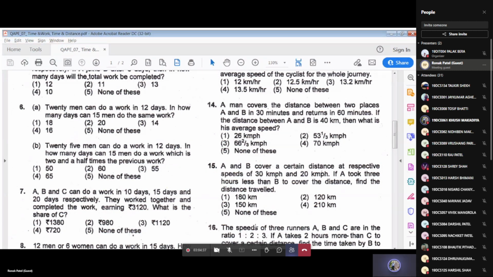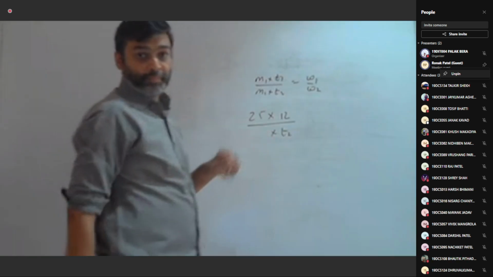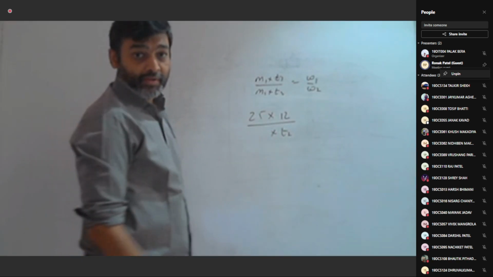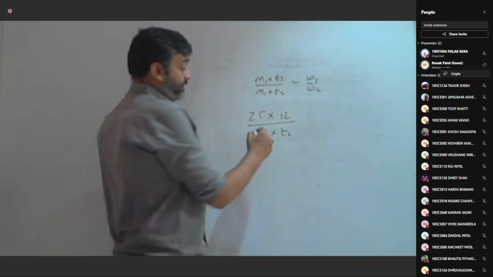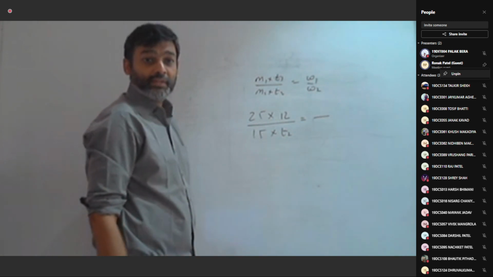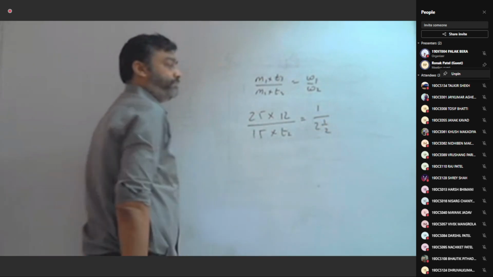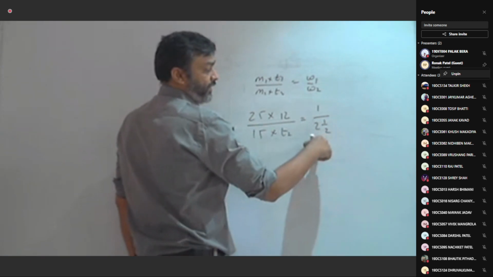Very nice. 25 men can do a work in 12 days. In how many days? Same question. 15 men can do the work, but this time the work is what? It is 2.5 times the previous work. So previous work was 1, this is 2.5 times. If you simplify this, it's called 5 by 2.